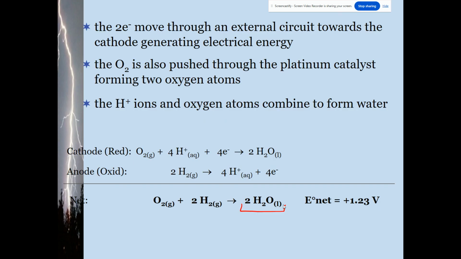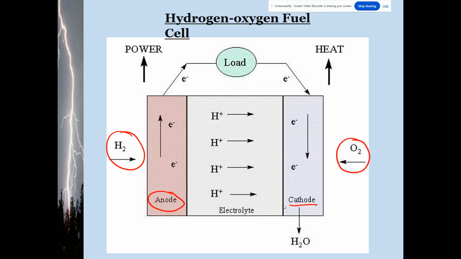Okay, so if we look at this cell again, this is another diagram. We're showing the electrons again flowing from the anode to the cathode. Okay, and then as the hydrogen gas comes in, it gives off hydrogen ions and electrons that move to the cathode. And then the cathode again takes in that oxygen, electrons, and hydrogen ions, and water comes out as a product. Okay, as well as heat, power, and electricity.